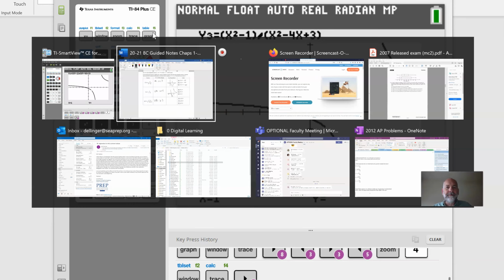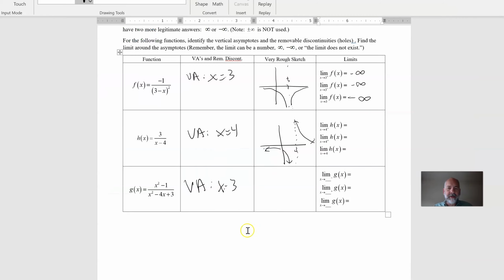Okay, so going back to the original, and the light's starting to go, so I'm going to turn my lights on here in a second.